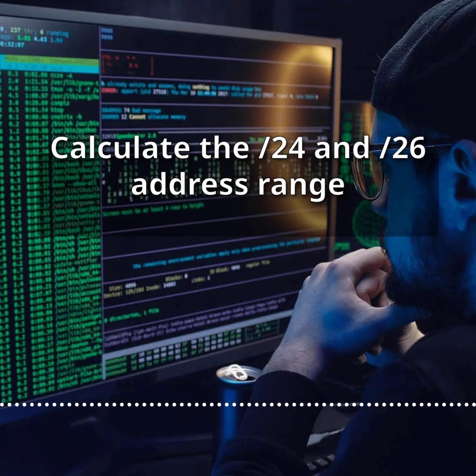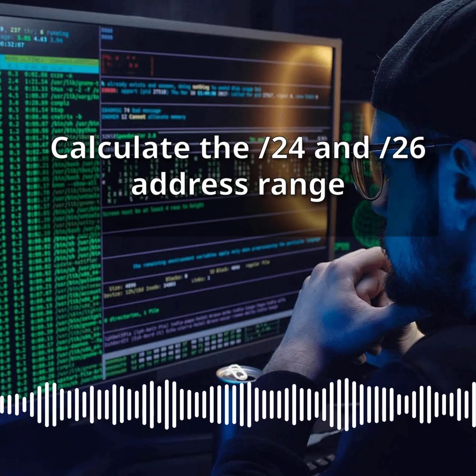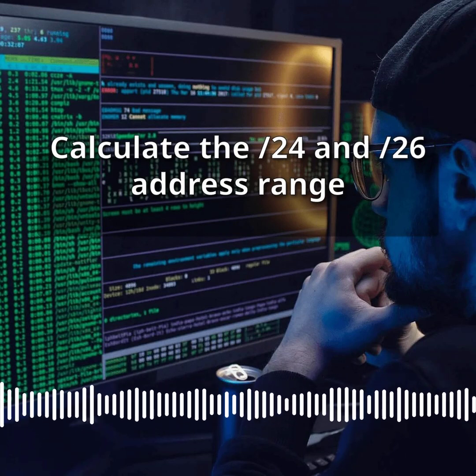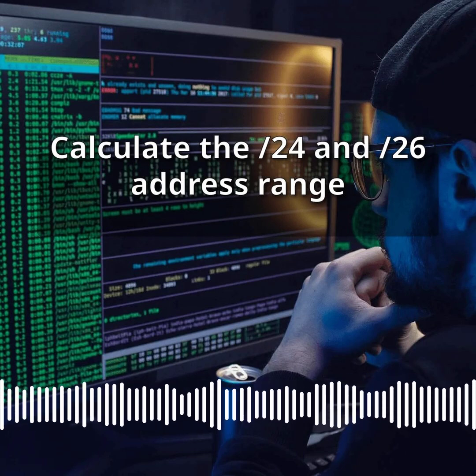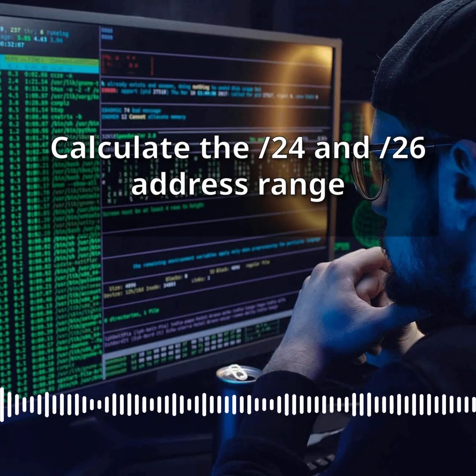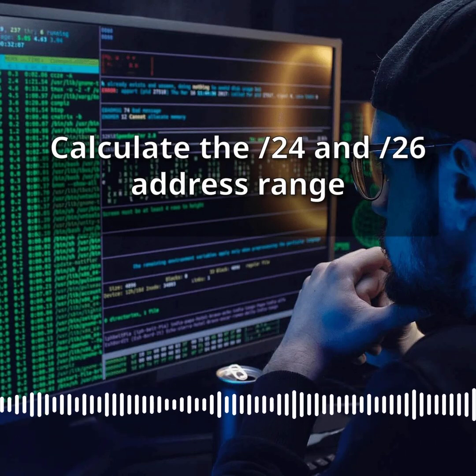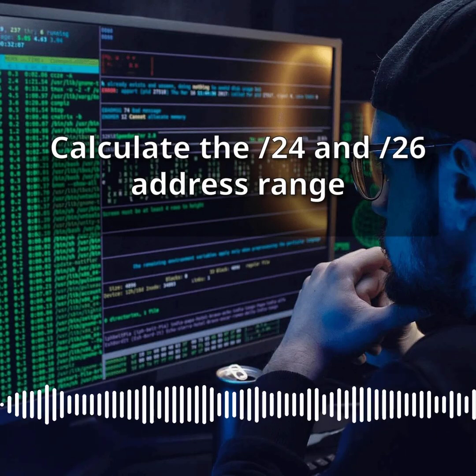Mini example. Given 192.168.1.0/26, the range is 192.168.1.0 to 192.168.1.63. Network, 192.168.1.0, broadcast, 192.168.1.63, usable, .1 to .62.